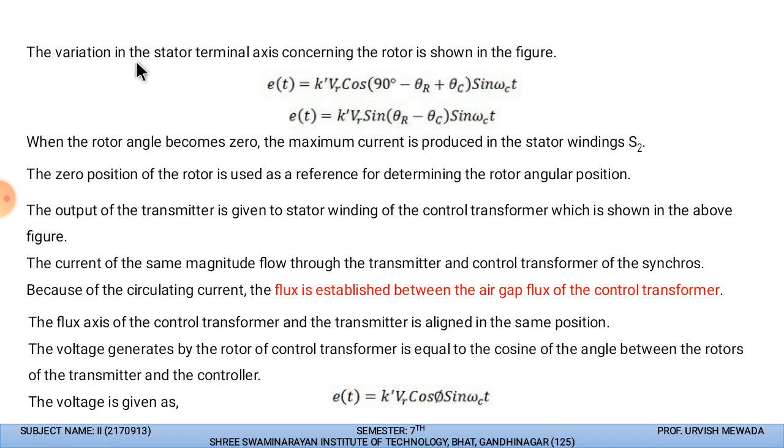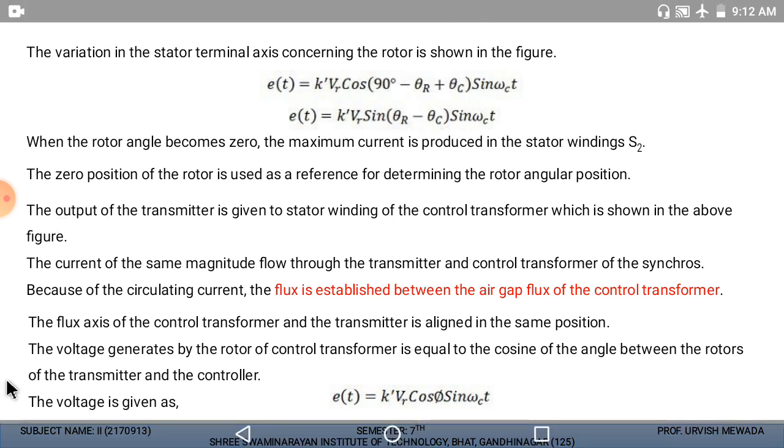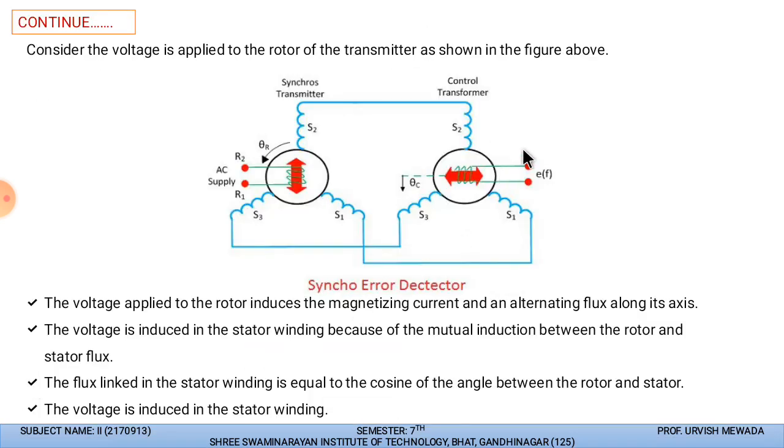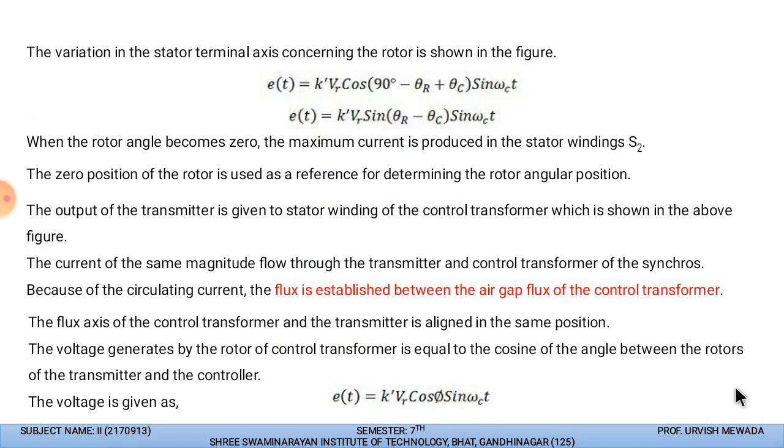Now the variation in the stator terminal voltage with respect to the rotor axis is shown in the figure. As we discussed in the previous diagram, here you can see ET, or we can say EF, that we are getting. The terminal voltage that we get at the stator side of the synchro control transformer is K dash Vr cos (90 minus theta r plus theta c). This will be the angle of the rotor position of the control transformer, that's why it is 90 minus theta r plus theta c, times sin omega c t. So ET will be K dash Vr sin (theta r minus theta c).